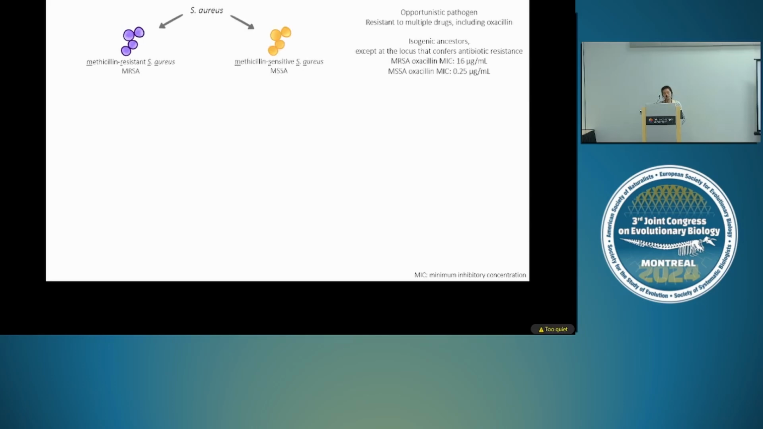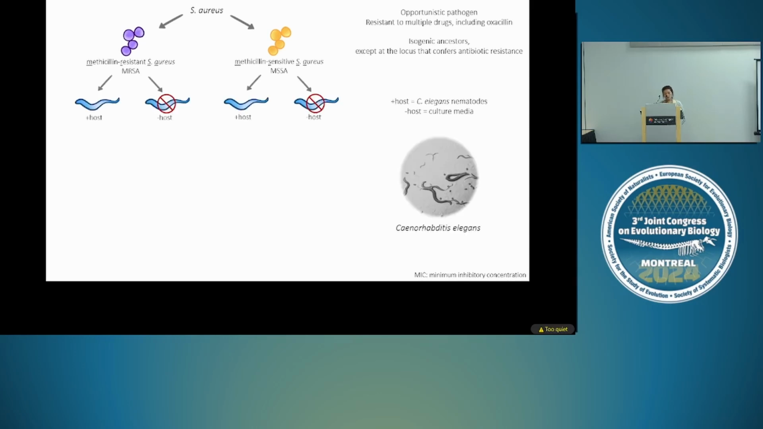The other ancestor in our study is methicillin-sensitive Staph aureus, and these two ancestors are isogenic, except at the locus that confers antibiotic resistance. To put this into context, it takes 16 micrograms per mL of oxacillin to prevent the growth of the methicillin-resistant staph, and only 0.25 micrograms per mL of oxacillin for the methicillin-sensitive staph. And so we took a clone from each of these ancestors, grew them up in broth culture, and then divided them into replicate populations that we passaged independently. Half of them we passaged in the host, and then the other half in the absence of a host.